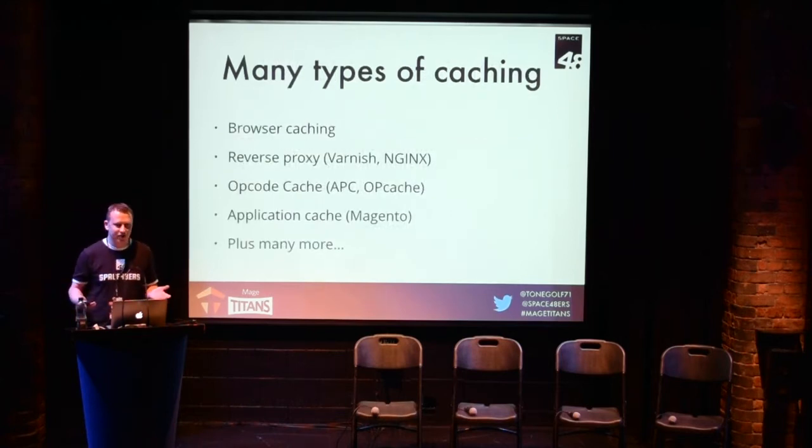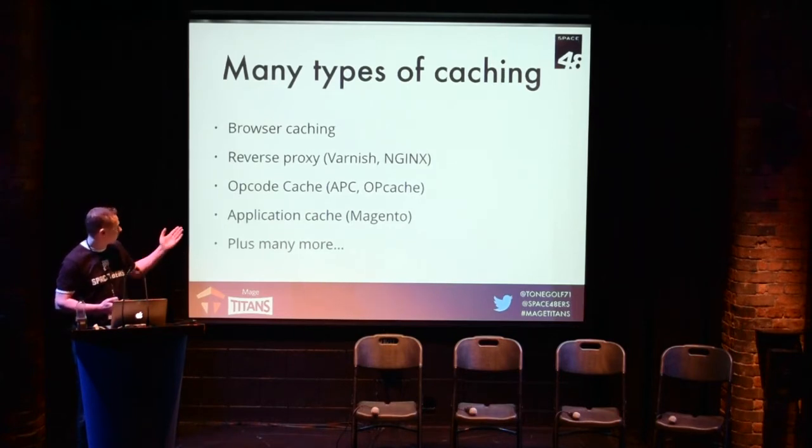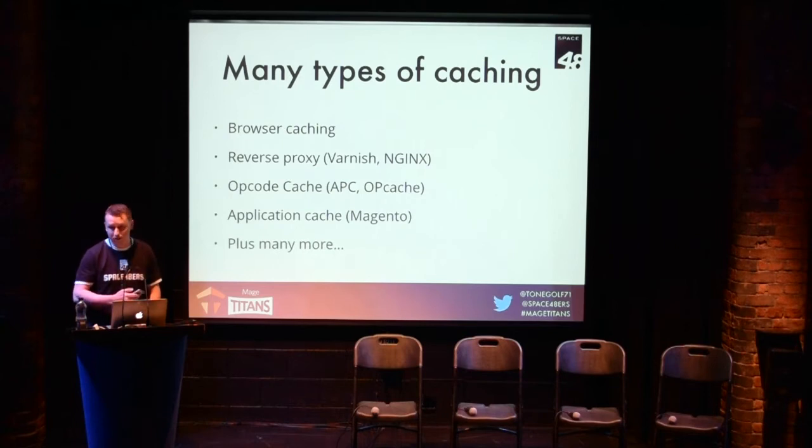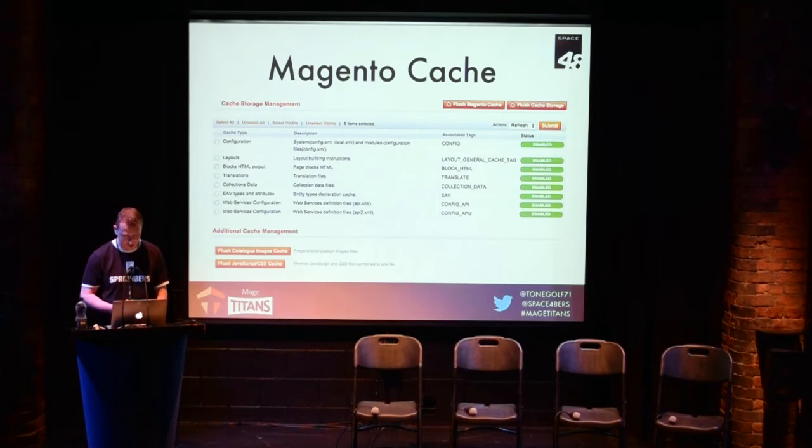There are so many types of caching. It can be the bane of some people's existence when you get stuck into it. Browser caching, reverse proxies, opcode caching, which is PHP level caching. And what I want to speak to you about in more detail today is application cache in Magento. So this is the screen you'll be familiar with, where you get control of being able to flush the cache. That solves every problem, you all know that.